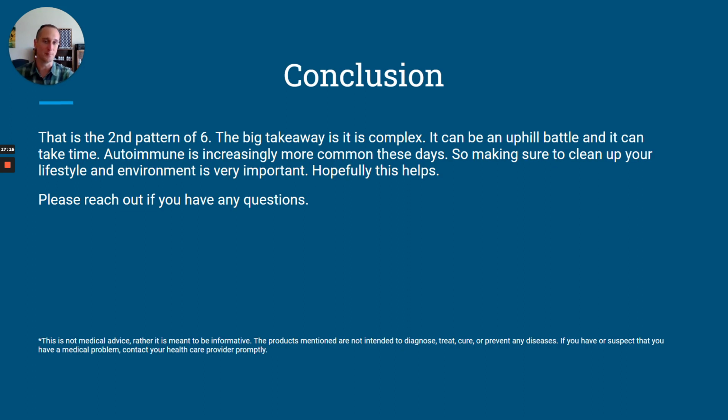So conclusion, that's part 2. Big thing is it's complex. It can be an uphill battle and it can take some time. A lot of times these numbers take a good 6 months to a year to come down. That being said, most people feel a lot better before then, quite a bit before then. So it is increasingly more common these days. So make sure you're cleaning up your lifestyle and your environment. A lot of times one person gets an autoimmune disease, there's another one waiting down the road unless they take some measures to stop this.